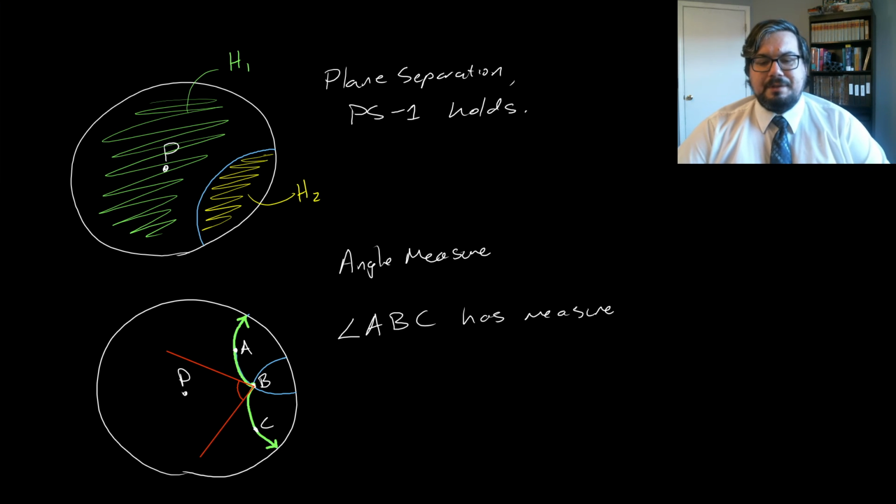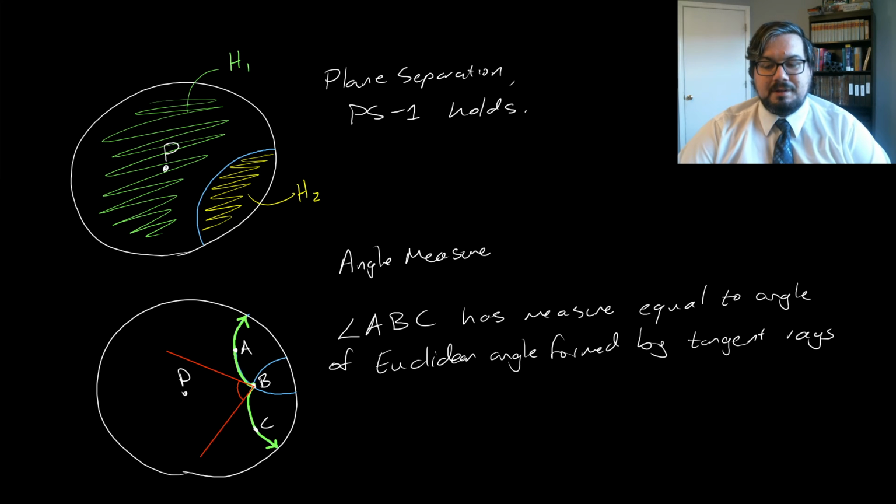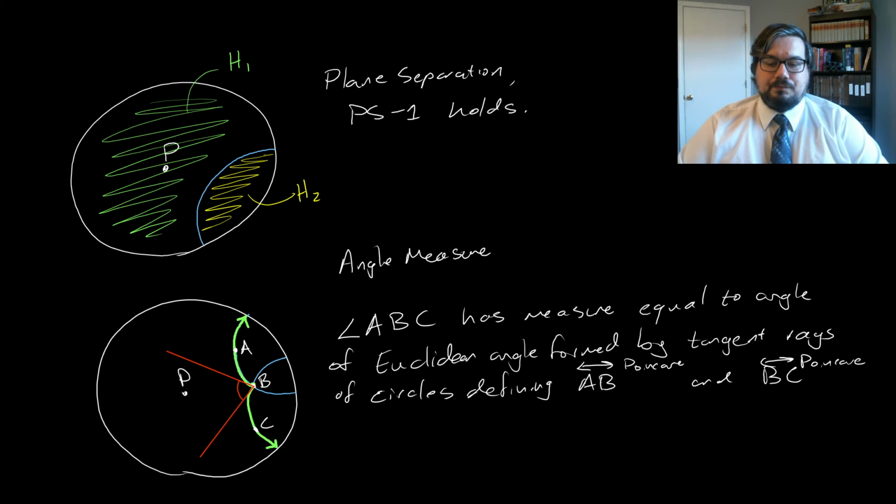So angle ABC has measure equal to the angle of the Euclidean angle formed by the tangent rays of the circles defining the Poincaré lines AB and BC at B.